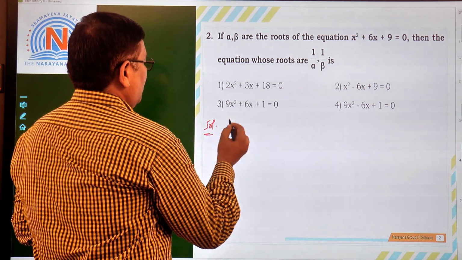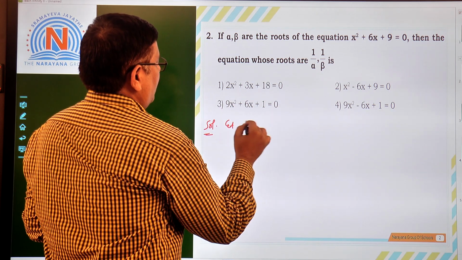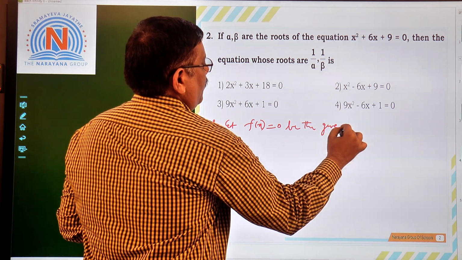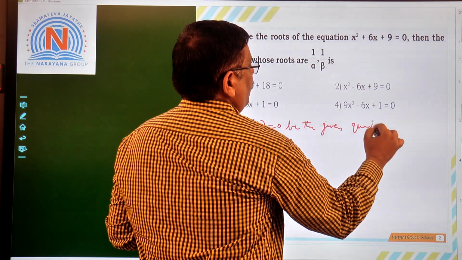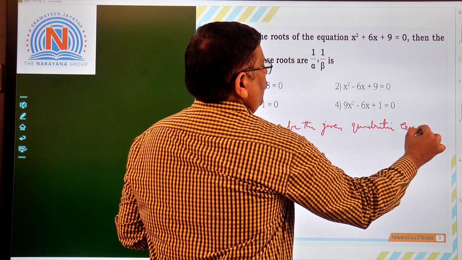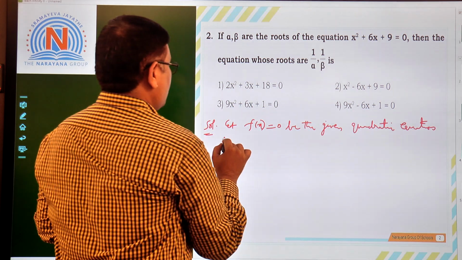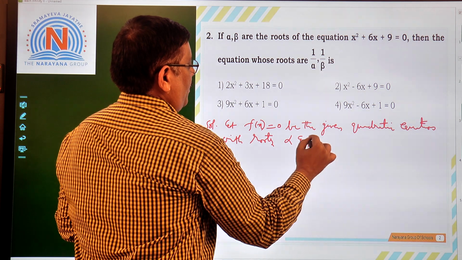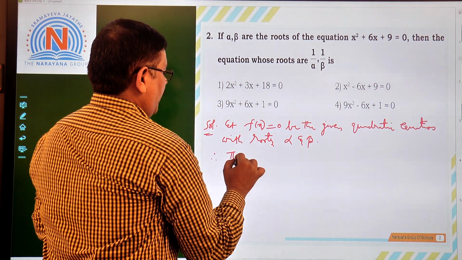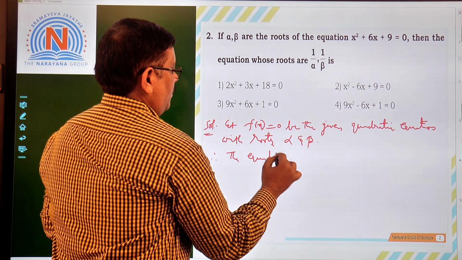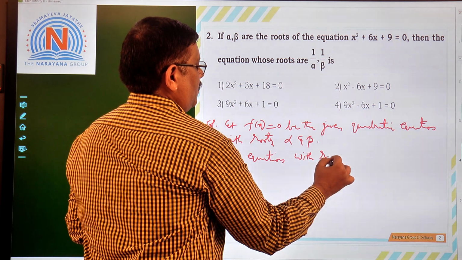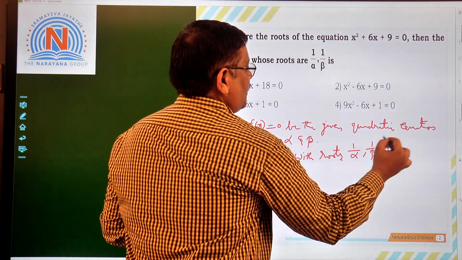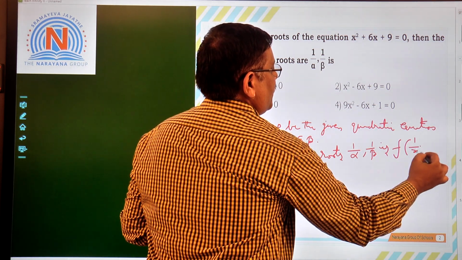Solution. Let f(x) is equal to 0 be the given quadratic equation with roots alpha and beta. Therefore, the equation with roots 1 by alpha comma 1 by beta is f of 1 by x is equal to 0.